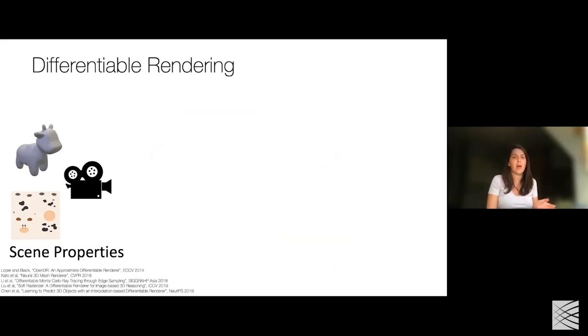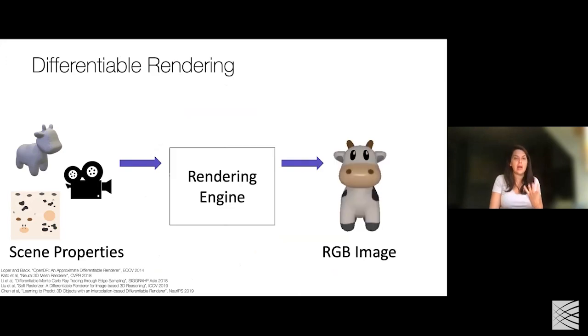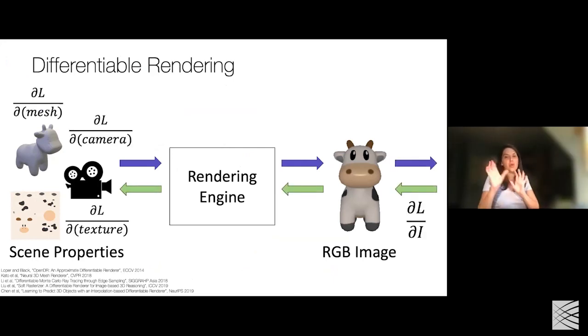I'm sure a lot of you have heard of traditional rendering, which takes a 3D shape, a texture, and a camera, and renders it from that camera's view into a 2D image. Now, differentiable rendering tries to make all of these operators differentiable, which allows you to go back from the rendered RGB image all the way to the shape, the texture, and the camera. And so that allows you to update all of these parameters while incorporating them into a loss while training.